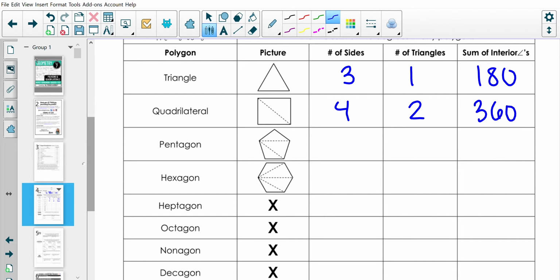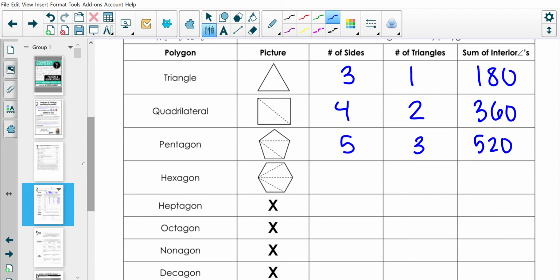A pentagon has how many sides? 5. How many triangles fit in a pentagon? 3. What is the sum of the interior angles? 520. That's a good guess. You know this. Every triangle has 180, right? If there's 3 triangles in there.